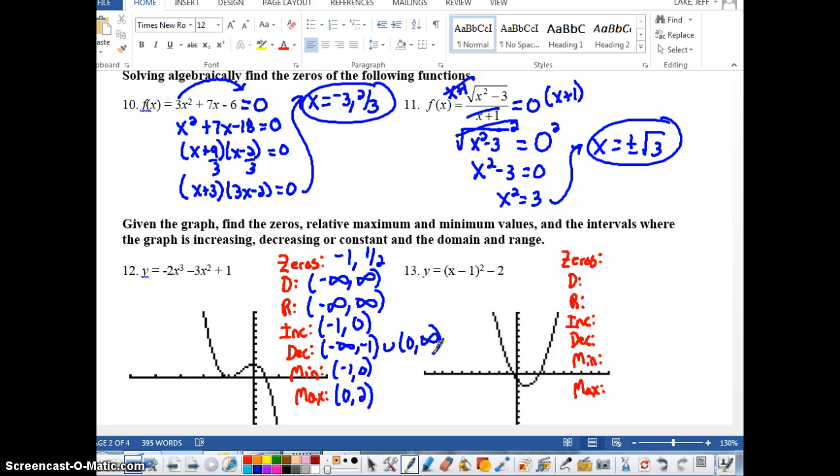Number 13, same idea. This graph is done. You should know that this is a right 1 down 2 graph.